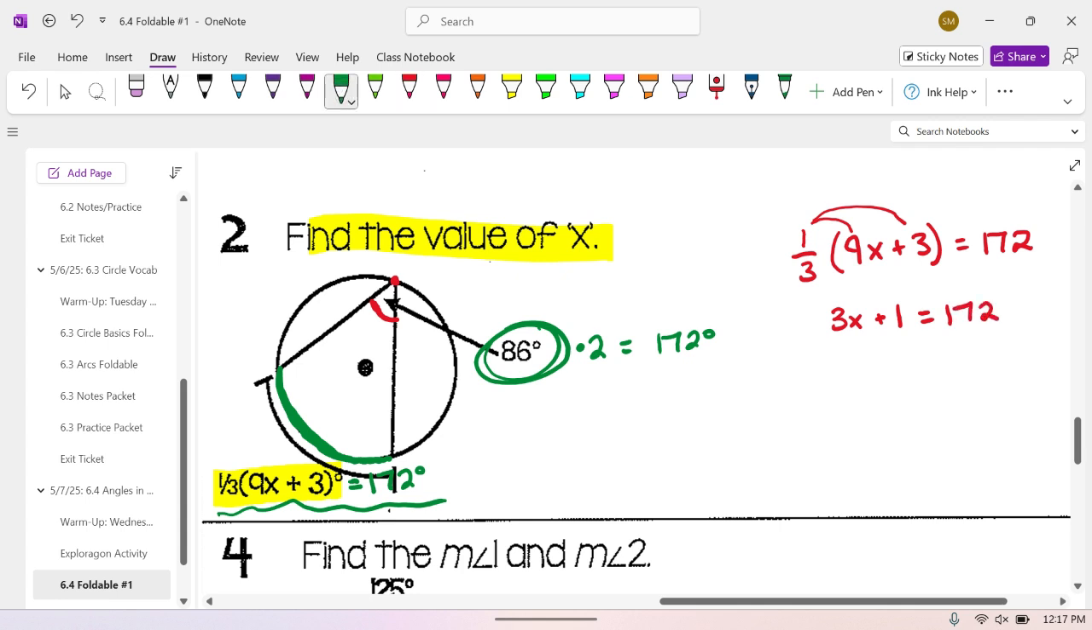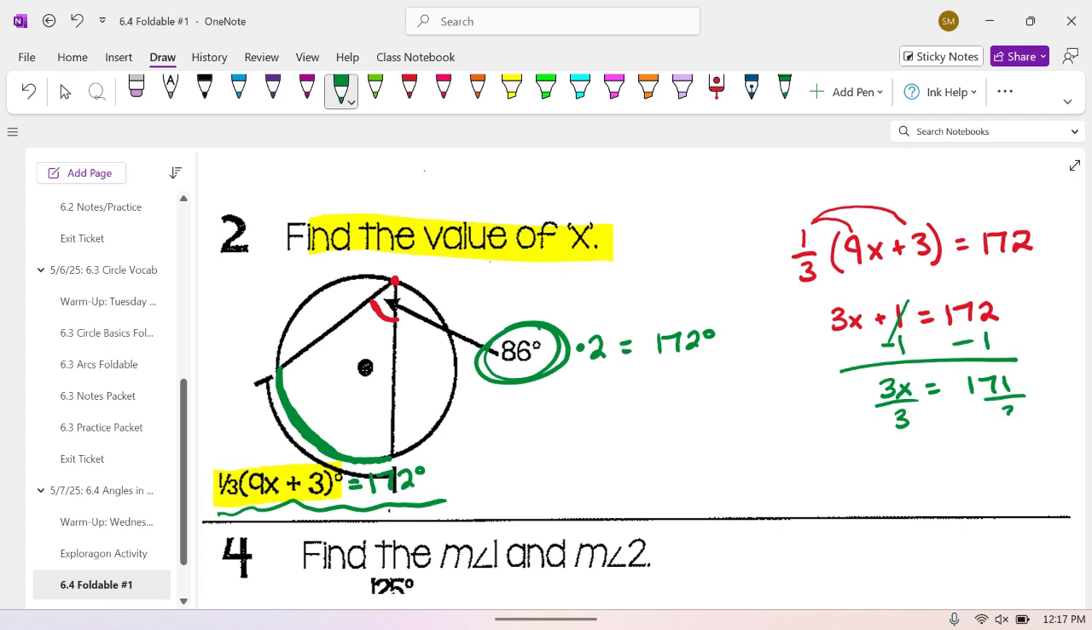Then from there, it's just a two-step equation. I subtract the 1 from both sides. I get 3x is equal to 171. Divide both sides by 3. What's x equal to? 57. Now, it's not 57 degrees because it's not an angle measure. We just wanted to solve for x, so your answer is just 57. Any questions on those two?